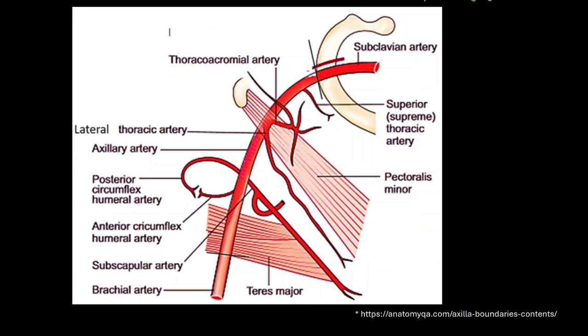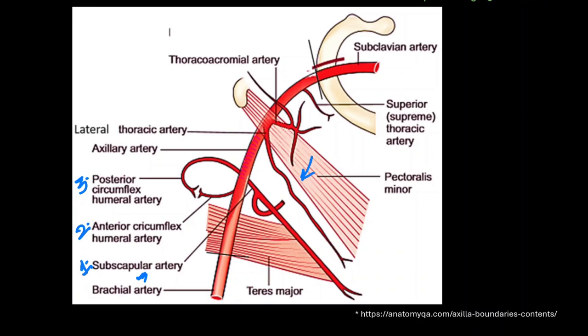So this was about the first part and the second part of the axillary artery. Now coming to the third part of the axillary artery. The third part, which is distal to the pect minor, gives rise to three branches. First is the subscapular artery, which is the largest branch. Second is the anterior circumflex humeral artery, and third is the posterior circumflex humeral artery. Let us talk about the subscapular artery in the next slide.